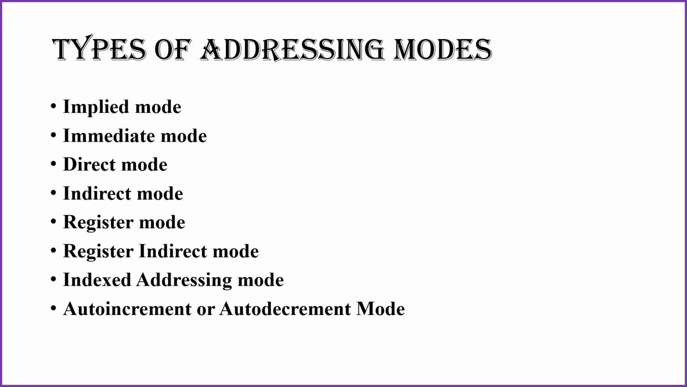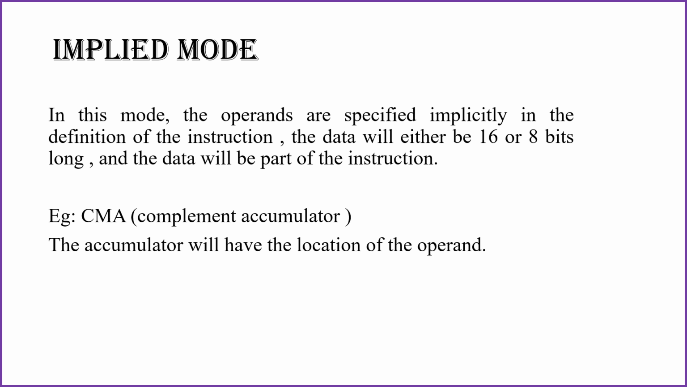There are many ways in which the operand's address can be specified in the instruction, and here are some common methods which will be discussed in this video. First, we have the implied mode. In implied addressing mode, the operand is implicitly specified by the instruction itself. The CPU already knows where to find the data, so no extra addresses or registers are needed.